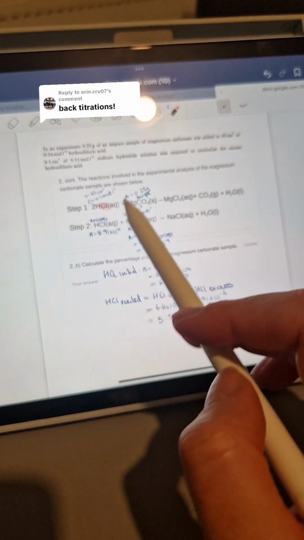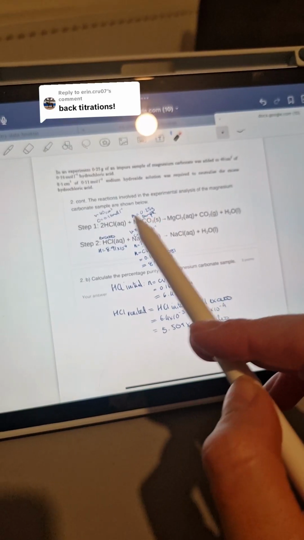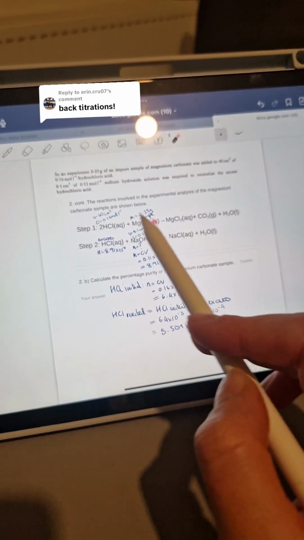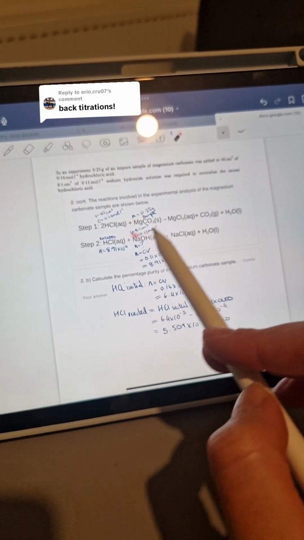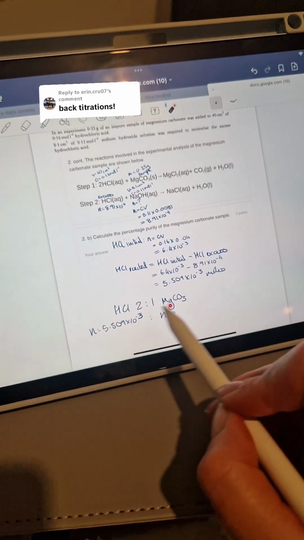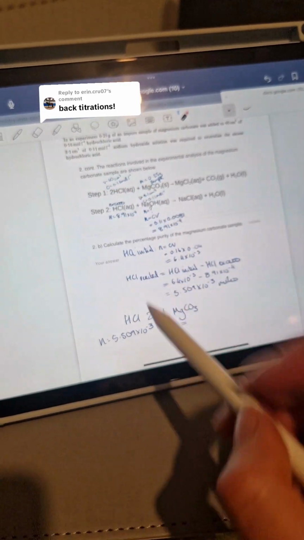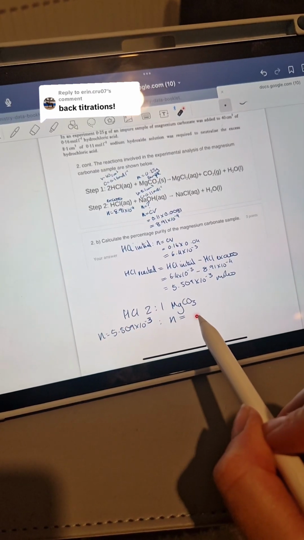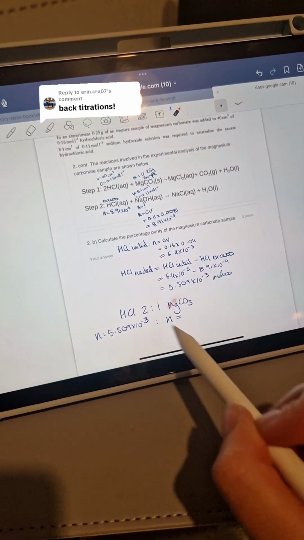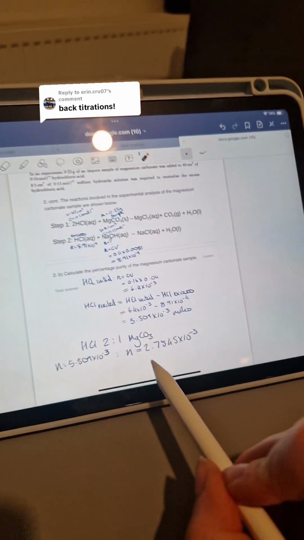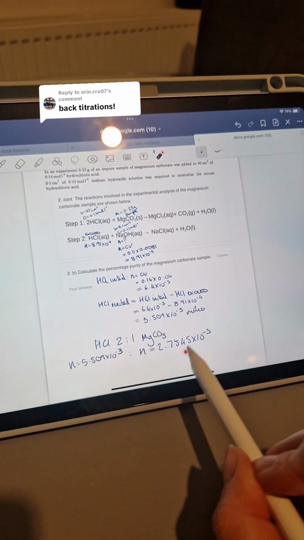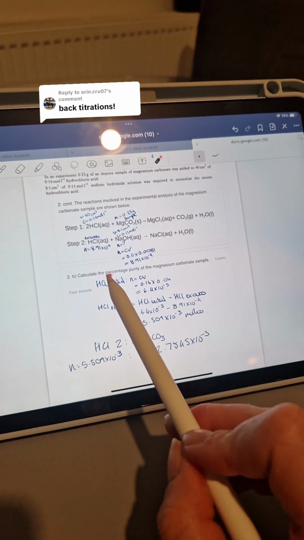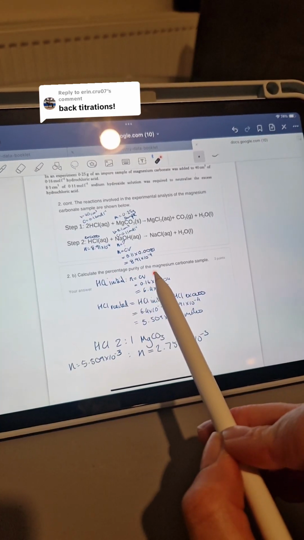Now that we know this, we can use this equation to work out how many moles of magnesium carbonate must have been there in the first place. Because this is a 2-to-1 ratio as taken from the balanced equation, we need to divide the number of moles of hydrochloric acid by 2 to get the number of moles of magnesium carbonate. Now we've got the number of moles of magnesium carbonate that must have been there in the first place. We can then look to calculating our percentage purity.